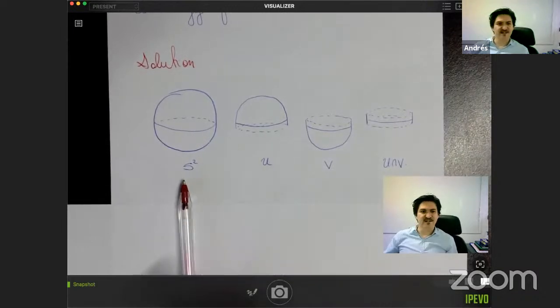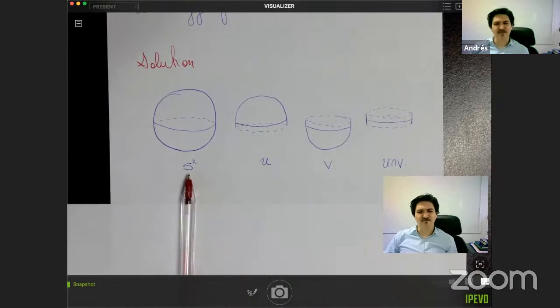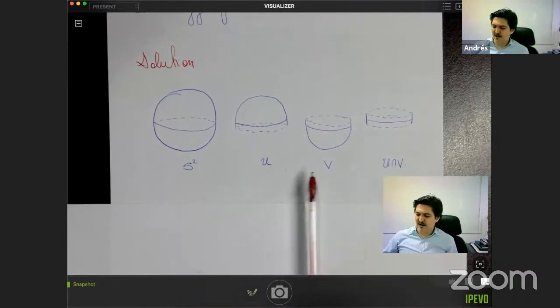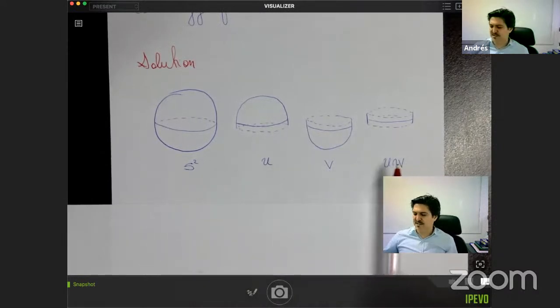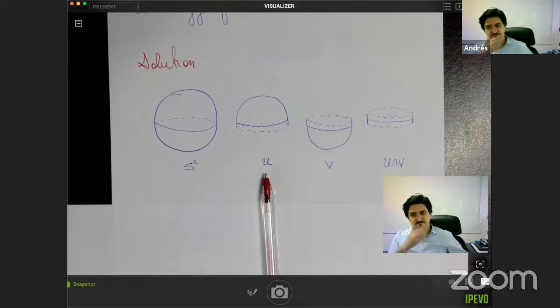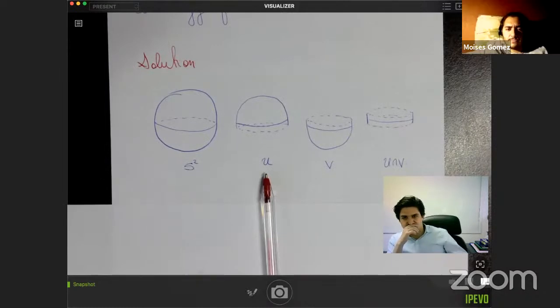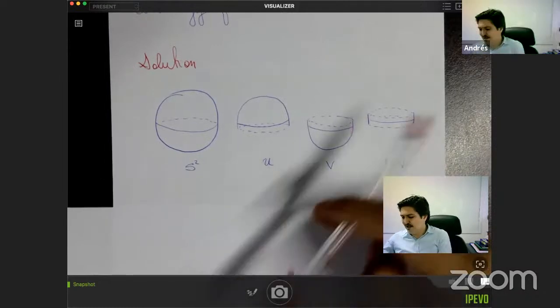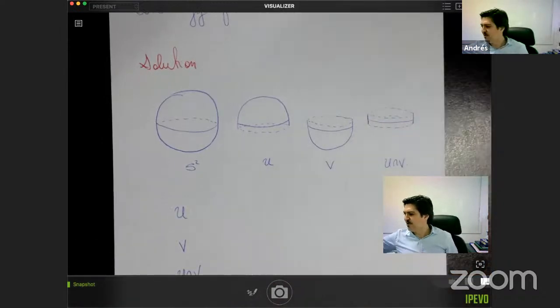None of this one, because that's what we would like to compute. So we don't know that one. But for those three spaces, do we know the cohomology of them? Yes. Okay, what can you say about U?